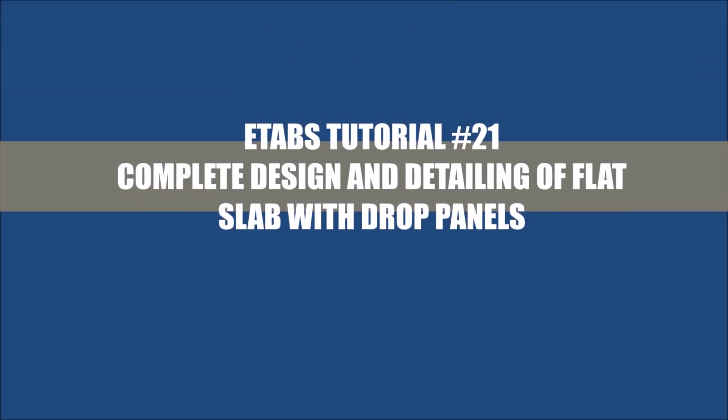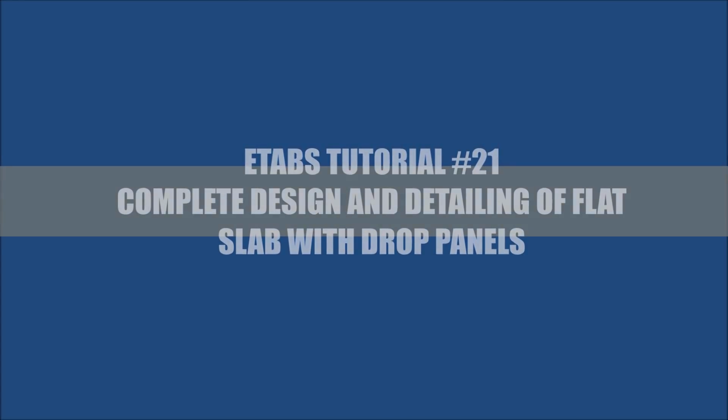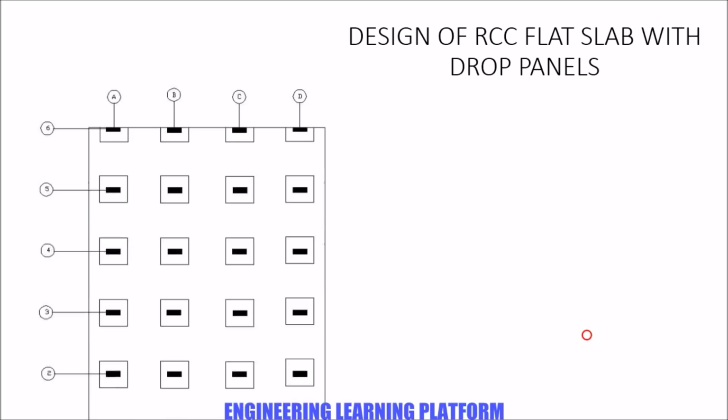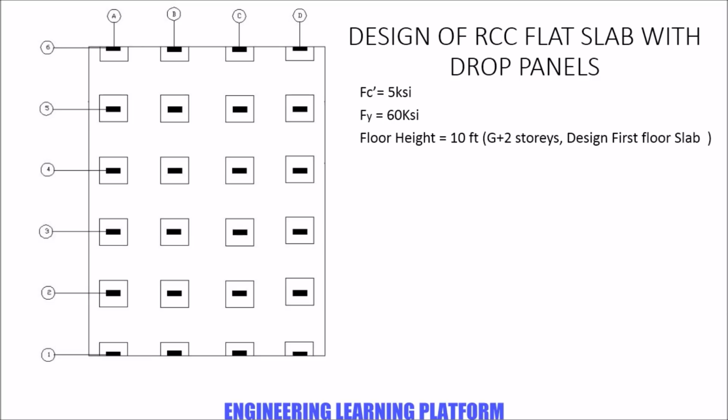In this video, I am going to show you the complete design and detailed drawing of flat slab with drop panels, also calculation of the sizes. The given scenario is shown. The f'c is 5 ksi, yield strength of steel is 60 ksi, floor height is 10 feet. We have to design the first floor.